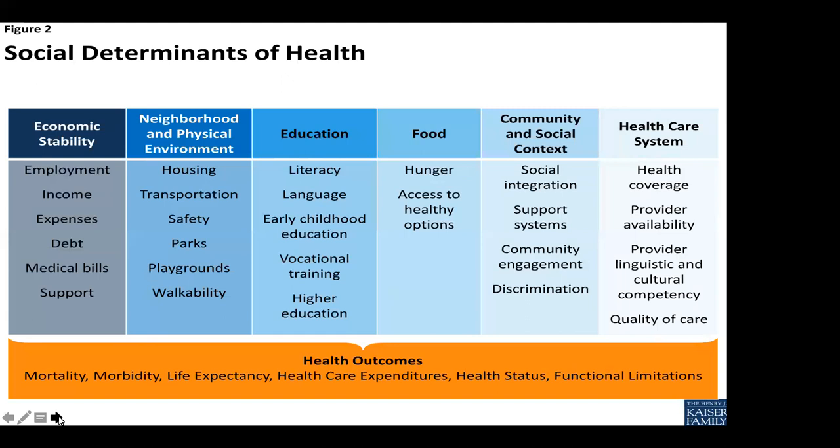These last two get a little bit tricky, but are really, really important. The community and social context, which could be linked to your neighborhood and environment, but it is a little different. How socially integrated are you? What support systems do you have? How engaged are you in your community? And do you face on a daily or regular basis any form of discrimination related to any of your identities? These are all really crucial and critical determinants of health. We often hear the flip side of this called resiliency.